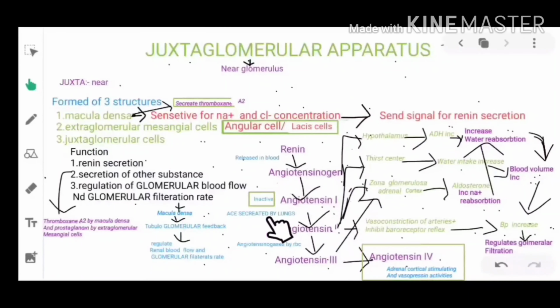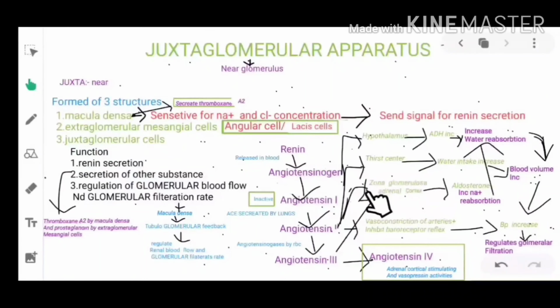For example, angiotensin 2 stimulates the hypothalamus and increases the secretion of ADH, which leads to increased reabsorption of water, and due to this blood volume increases and BP increases. Now angiotensin 2 also stimulates the thirst center, due to which water intake increases, and then blood volume increases and BP increases.